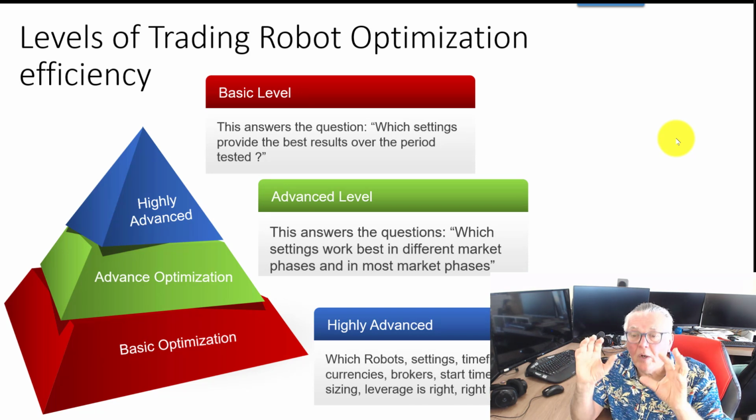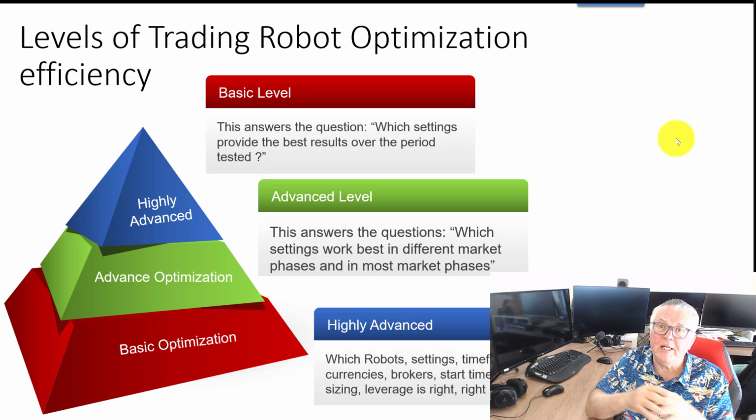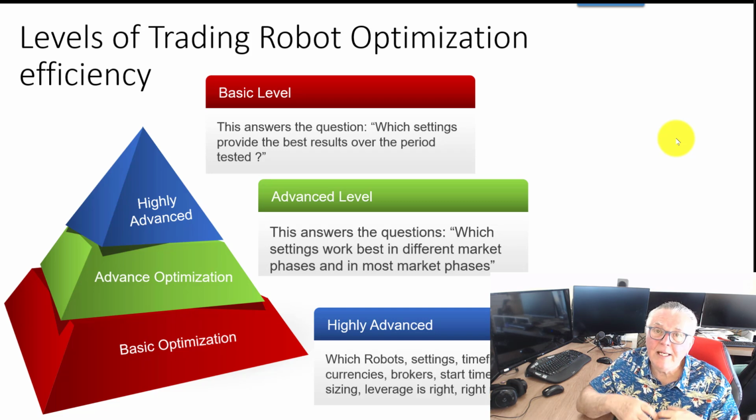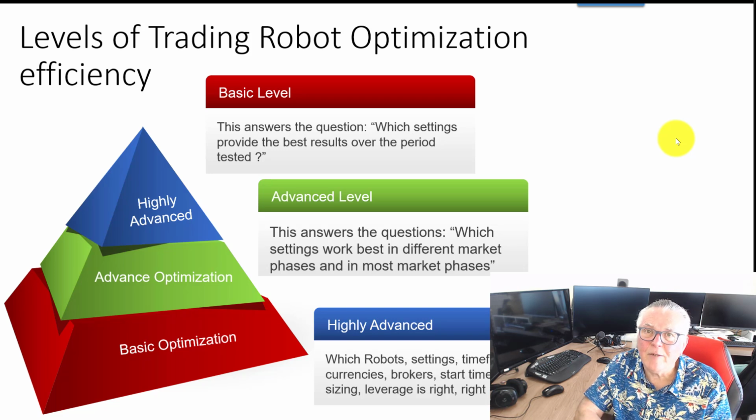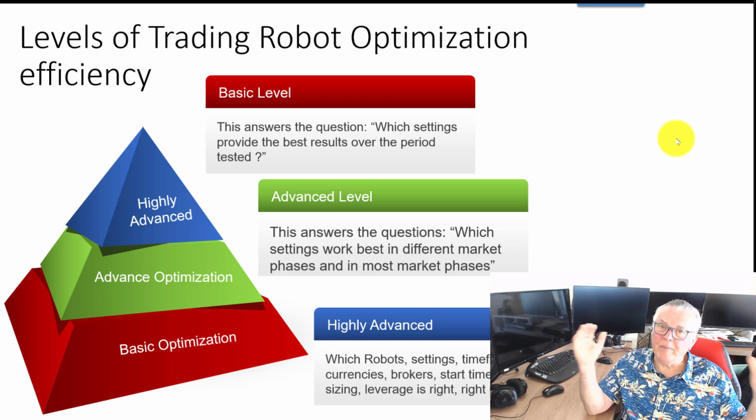And then once you've looked at the advanced optimization and you've conquered that, then I can take you to the highly advanced level, and that will blow the socks off you in many ways.